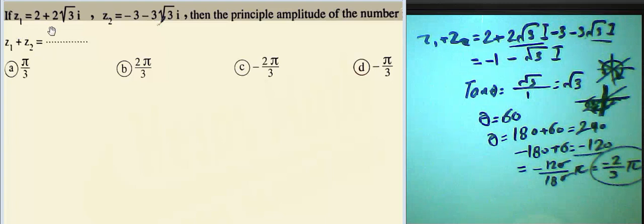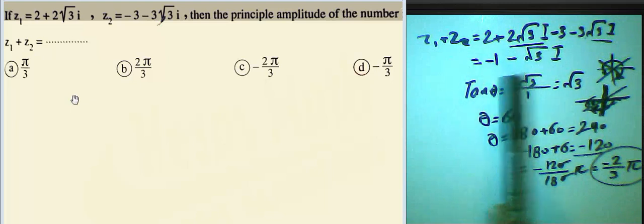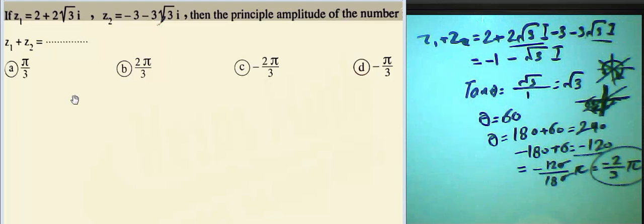If z1 equals plus 2 root 3i and z2 equals negative 3 minus 3 root 3i, then the principal amplitude of the number z1 plus z2. He asked about theta. First, we can add z1 plus z2. The result will be negative 1 minus root 3. It lies in the third quadrant here. Tan theta equals root 3 over 1, which equals 60. Lies in the third here.